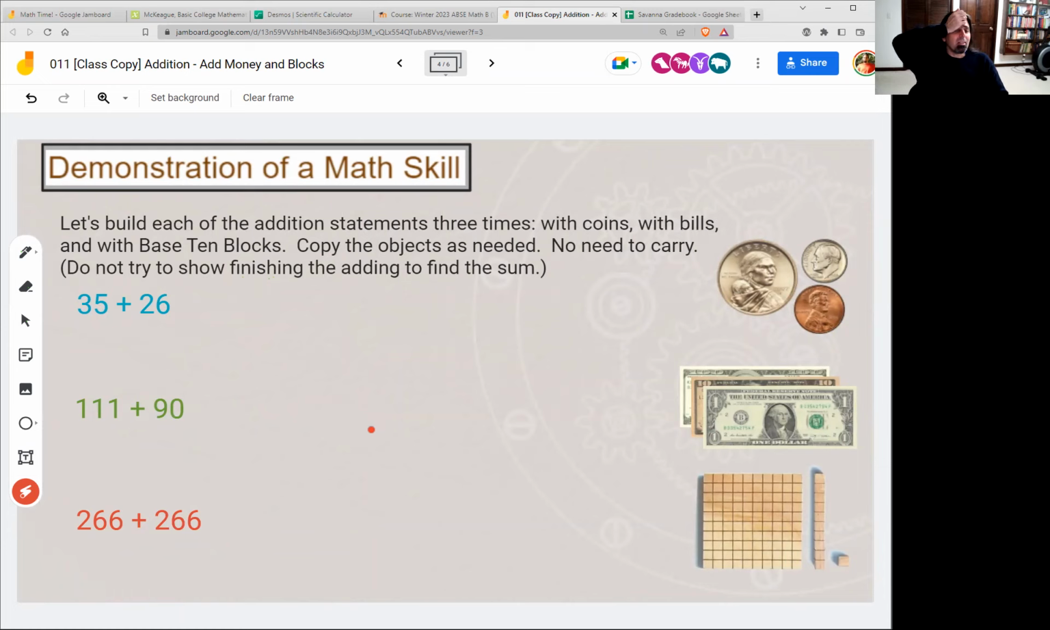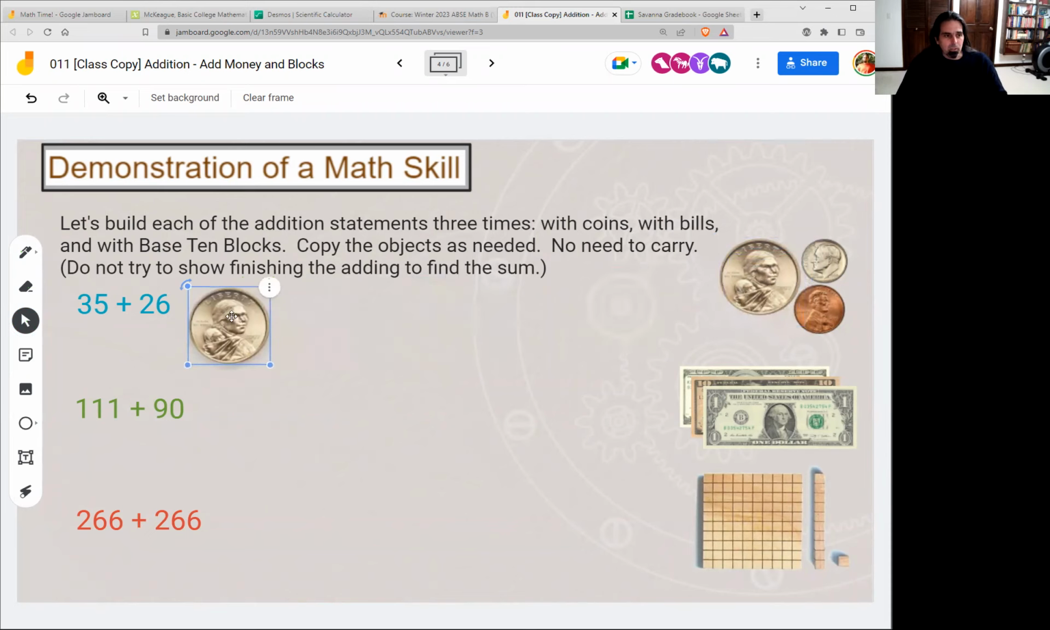Okay, onward. So our challenge now is to build these 3 statements with 3 different types of demonstration, with coins, with bills, and with blocks. And I just give you the basic elements here. So can someone be my coin person? And click on this. I think it's easiest with a computer because you can use Control-C and Control-V. But you can copy and paste and make a new coin and build out 35 and also 25.